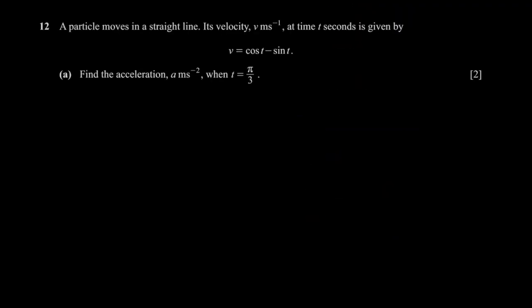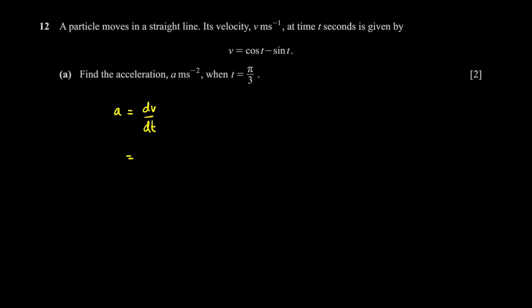Okay, question 12, which is a kinematics question. A particle moves in a straight line. Its velocity is given by this. Find the acceleration when t is equal to pi by 3. Well, what is acceleration? It is the rate of change of velocity with respect to time, right? So it's given by dv/dt. So we just have to differentiate this expression.